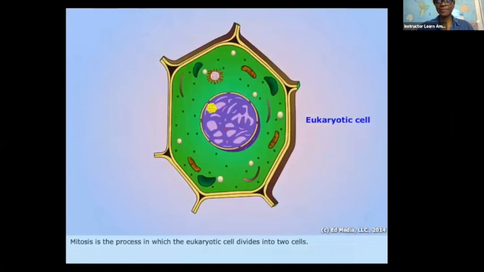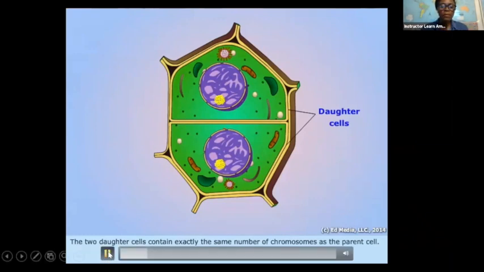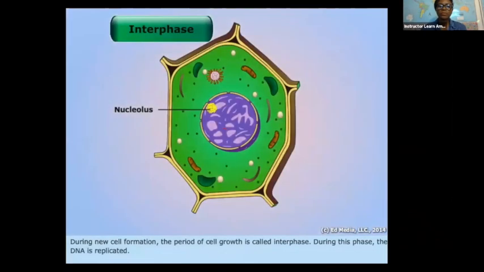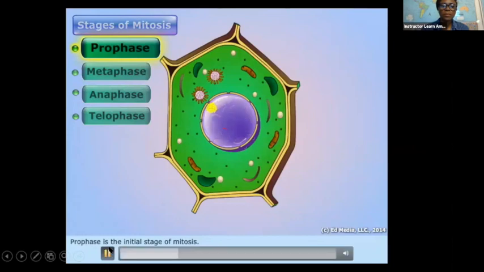Mitosis is the process in which a eukaryotic cell divides into 2 cells. The 2 daughter cells contain exactly the same number of chromosomes as the parent cell. During new cell formation, the period of cell growth is called interphase. During this phase, the DNA is replicated. Prophase is the initial stage of mitosis.